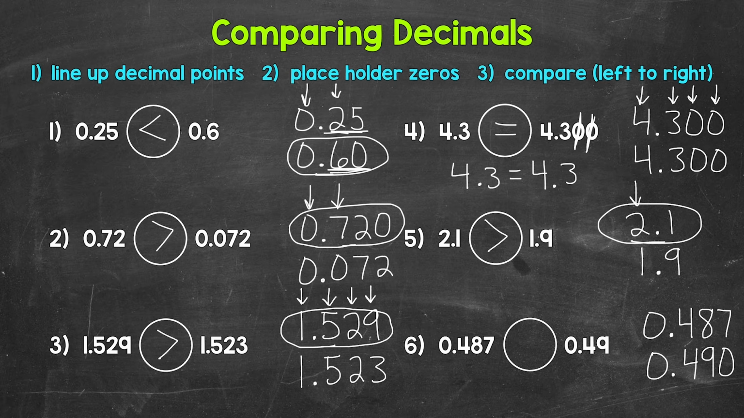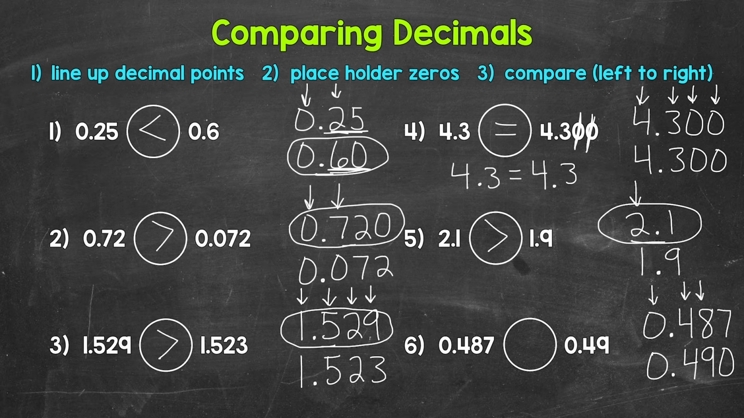And now we can compare digits. We will work our way left to right, starting with the greatest place value, the ones place here. We don't have any whole numbers, we just have zeros, so we can move to the tenths place. Do we have a difference here? Can we compare here? No, we have the same digit, 4. So we need to move to the right to the hundredths place.